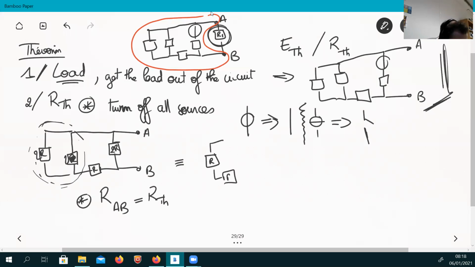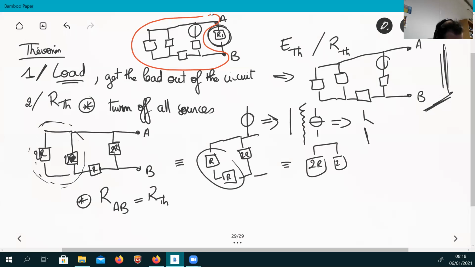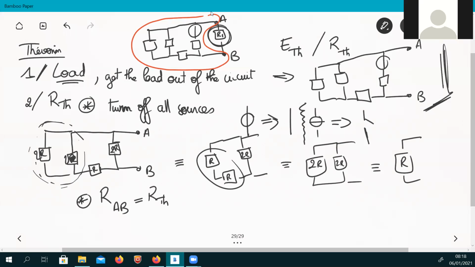Then you have something like this with 2R. These two are in series. So you have 2R in parallel with 2R, which makes R. So RTH in our example is R. Is it okay for everyone, or should I slow down a little bit? I think it's okay. Okay.